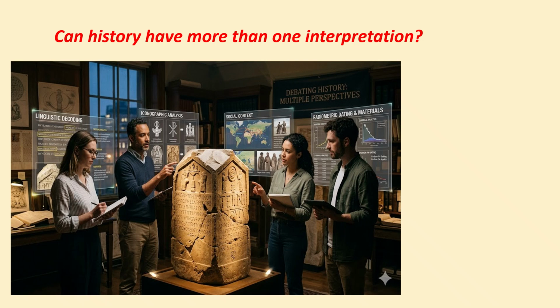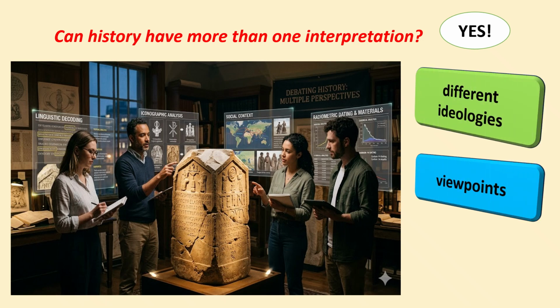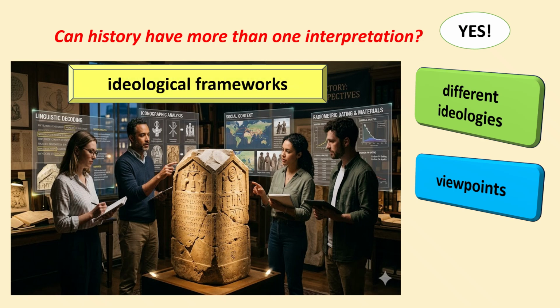Can history have more than one interpretation? The answer is yes. Different historians often study the same events but reach different conclusions because they follow different ideologies and viewpoints. These different approaches are often known as ideological frameworks.